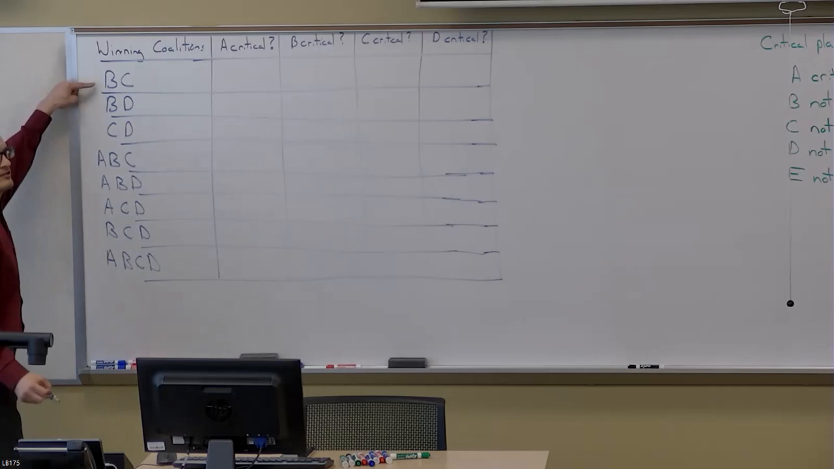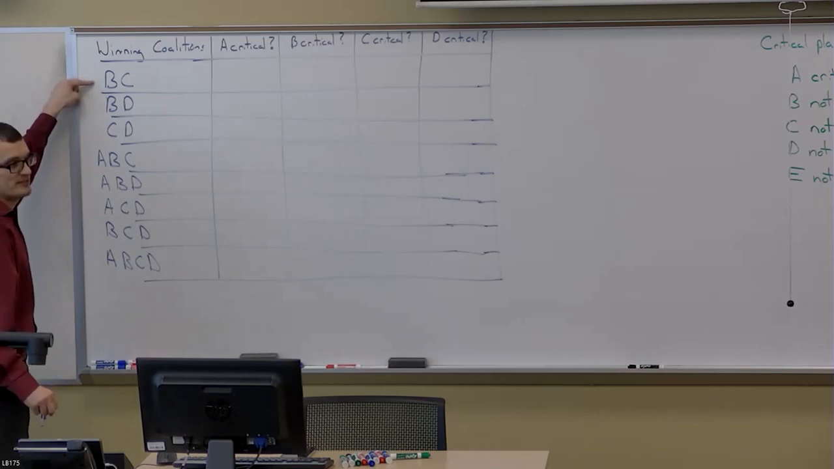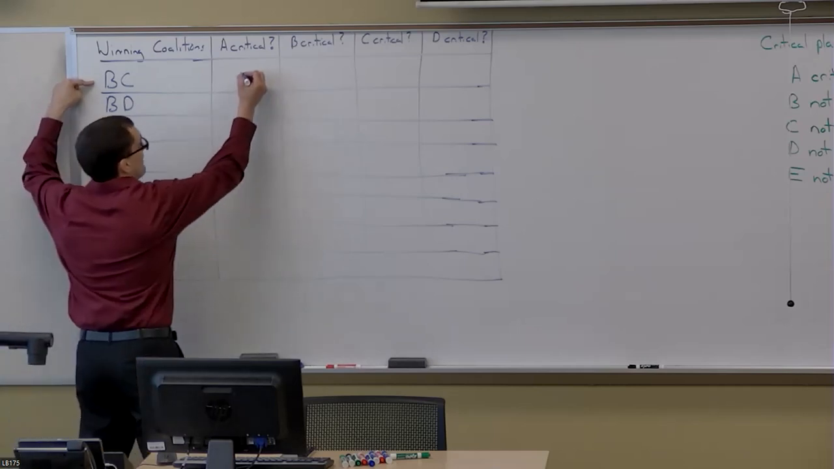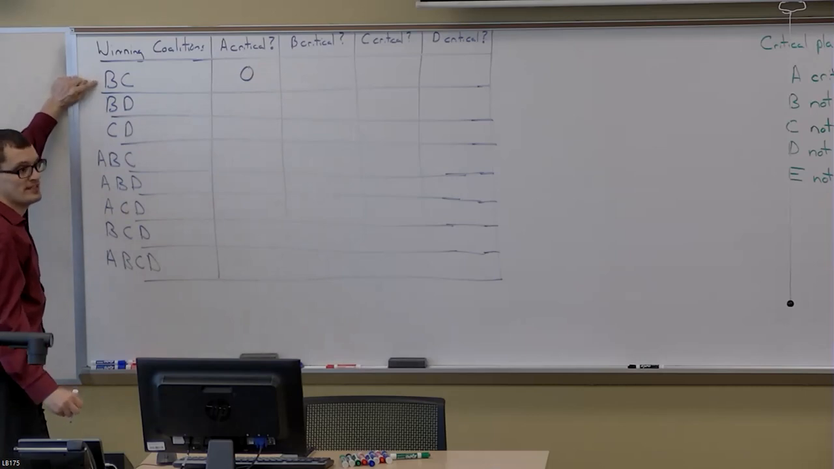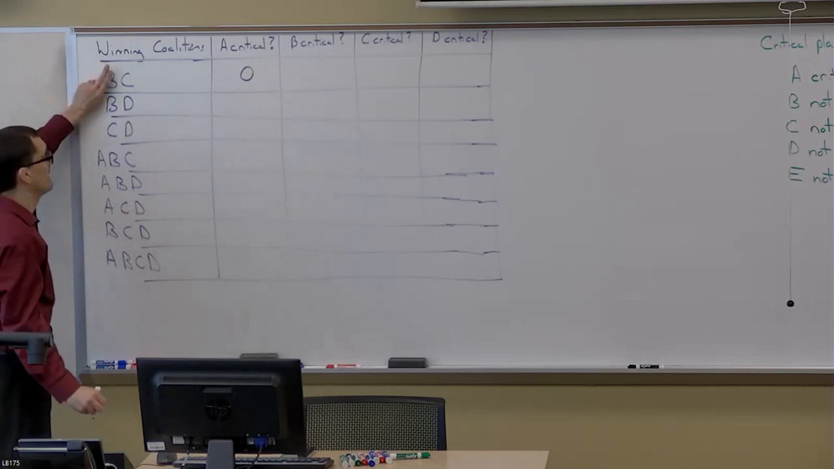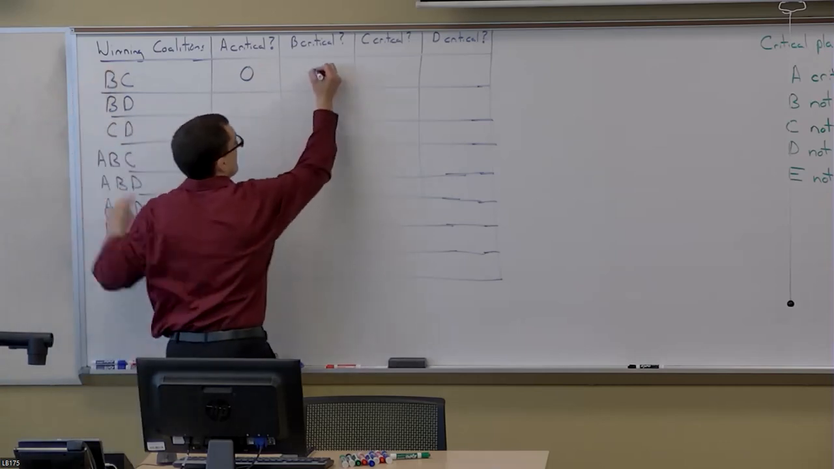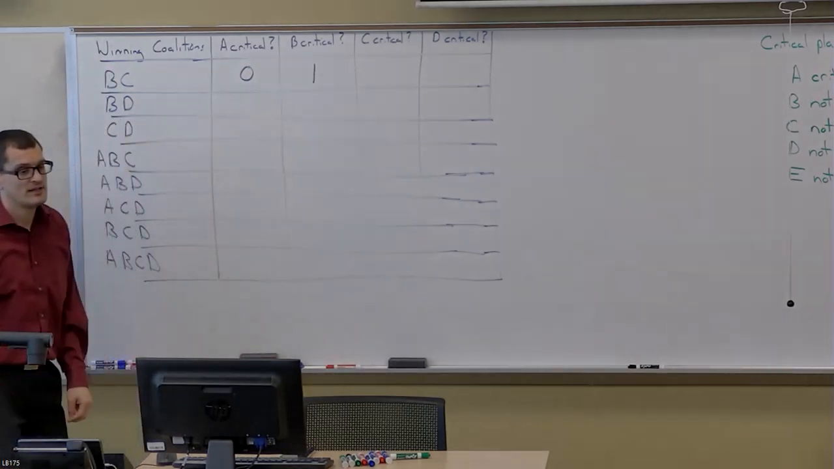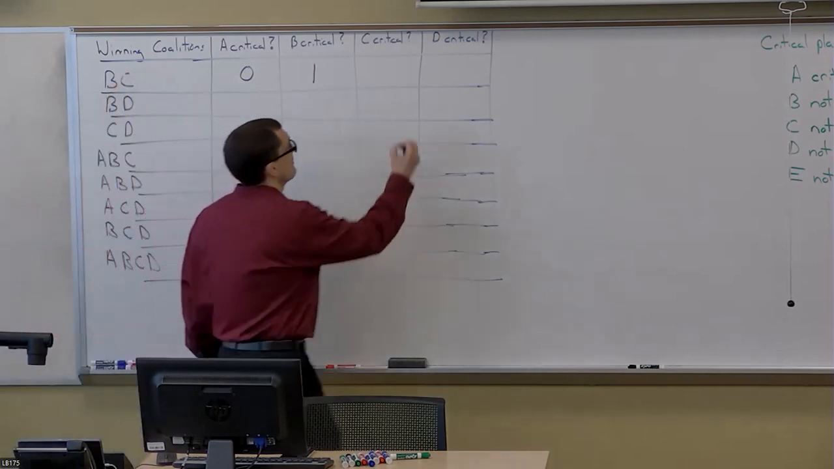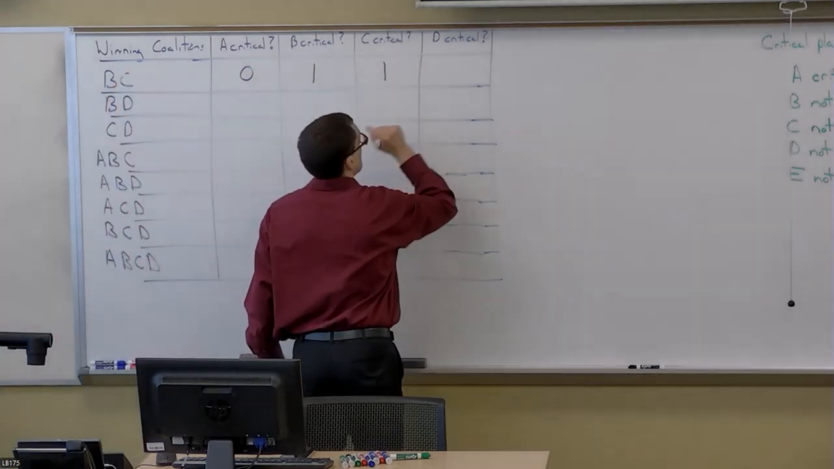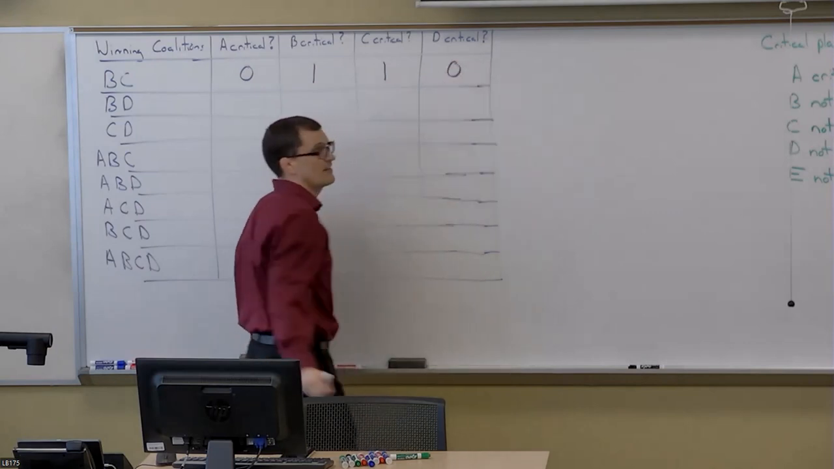So is A critical? Let's look at BC to start out with. Is A critical to this? BC, obviously not. It's not in there, so let's put a 0. Is B important to this? Yeah, if you drop B, you no longer win, so put a 1. Is C important? Yeah, if I drop C, I no longer win. D is not critical because it's not in it.